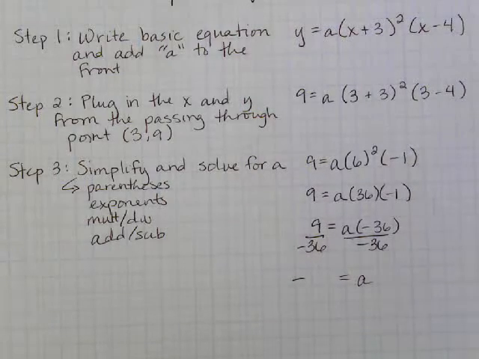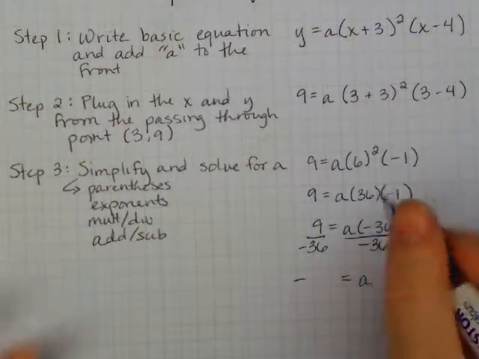I can't see that very well. So that's going to be y equals negative 1/4 (x plus 3) squared (x minus 4).